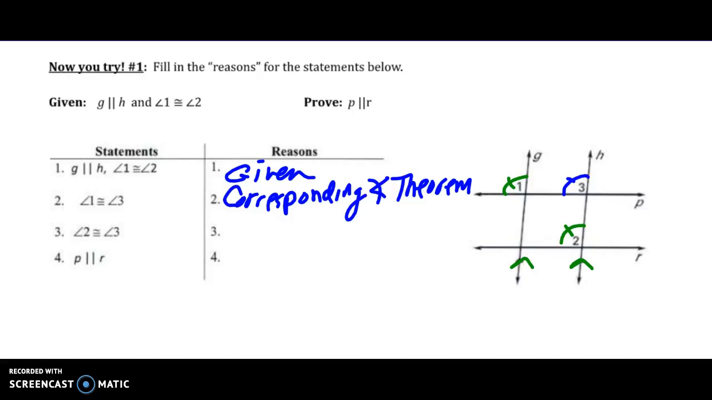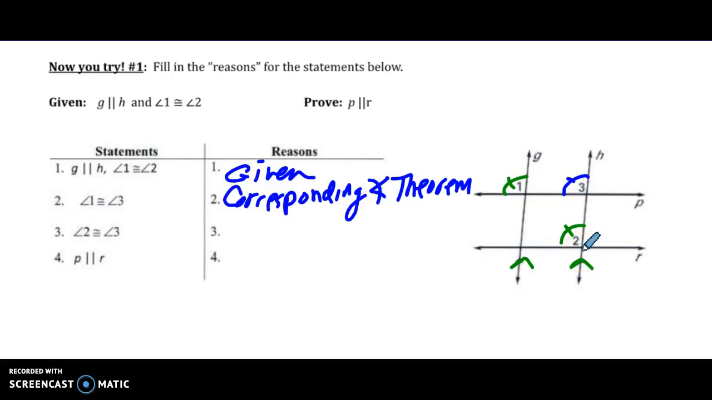So again, I told you, you have two options. You can either state the name of the theorem, in which case you would have to memorize what that theorem says, or you can state what the theorem represents. If we are given two parallel lines, the corresponding angles then must be congruent to one another. So now we can say that angle 3 and angle 2 are congruent to one another.